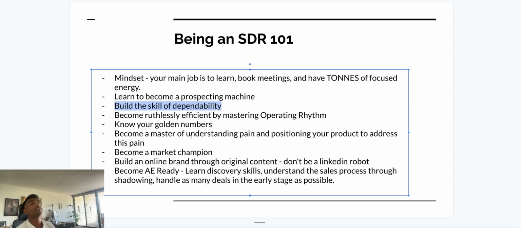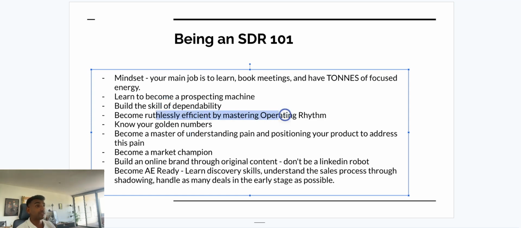Build the skill of dependability. This is so important, okay? SDRs that are dependable, that are consistent, are the ones that end up getting promoted the quickest, right? Your team, your account executives, your management, they love dependable, consistent SDRs. There's nothing better than that, okay?